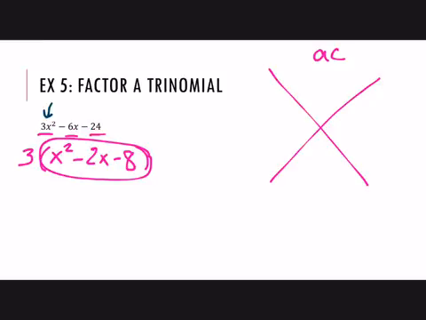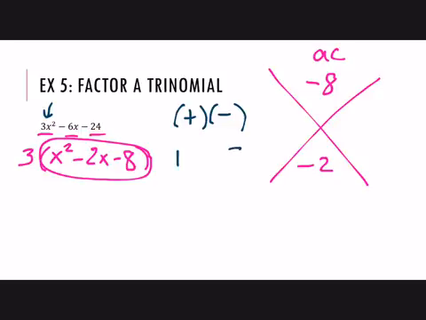Alright, so a times c is 1 times negative 8, which is negative 8. And then b, the middle term, is negative 2. So we're looking for numbers that multiply to be negative 8 and add to be negative 2. Well, first of all, notice if they're multiplying to be negative 8, then I need one positive and one negative. So keep that in mind. So what I'm going to do is just start with the positive versions and then realize that one of them can be made negative.